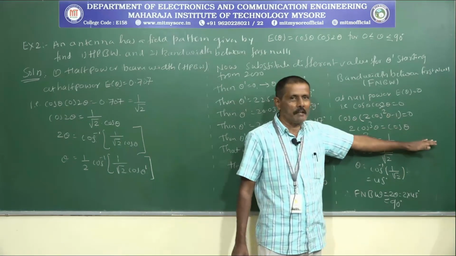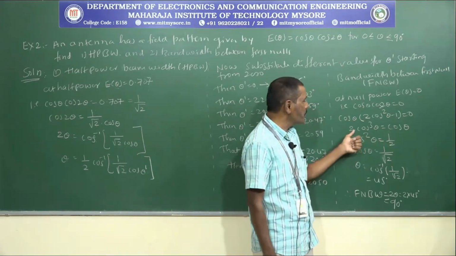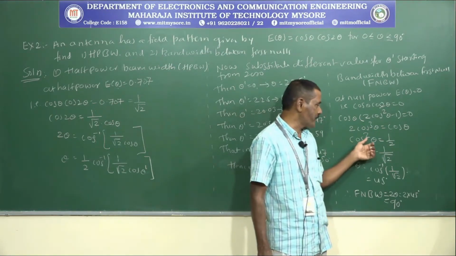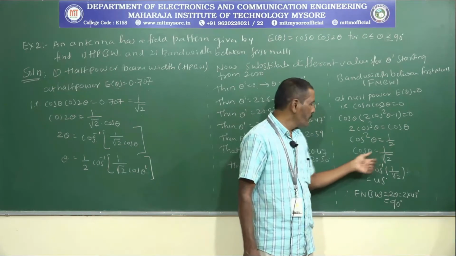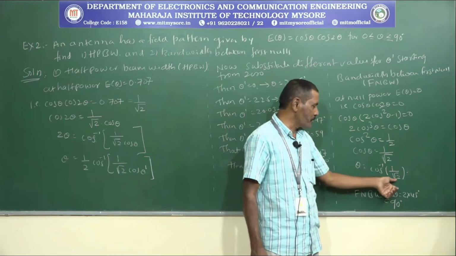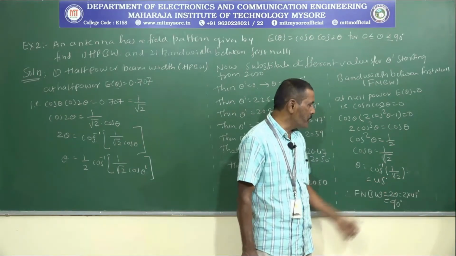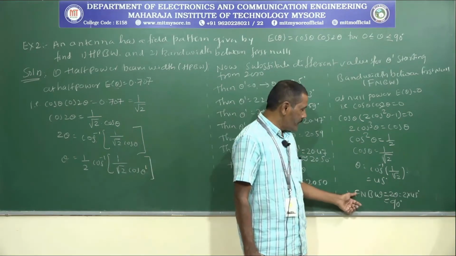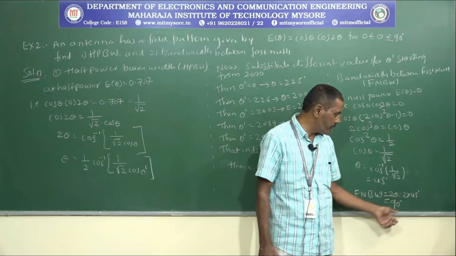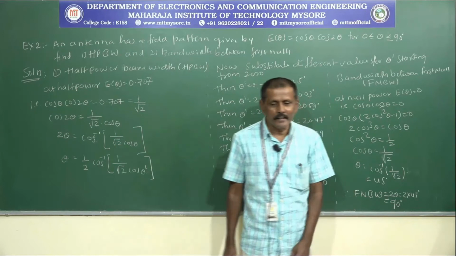Taking that minus cos theta to the right hand side, it becomes 2 cos cube theta equal to cos theta. Then I can write cos square theta is equal to 1 by 2, then cos theta is equal to 1 by root 2. Then theta is equal to cos inverse of 1 by root 2, so this is equal to 45 degrees. Then bandwidth between the first nulls is equal to 2 theta, which is 2 into 45. So, this is equal to 90 degrees.